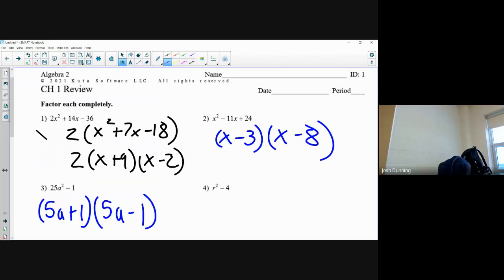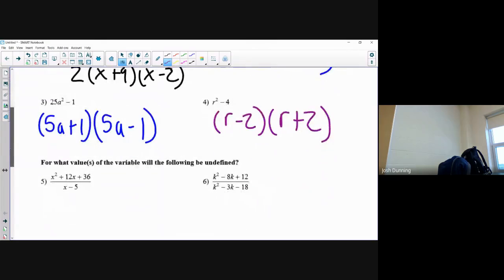And 4, certainly if you recognize that number 3 was a difference of squares, you recognize number 4 as well. R plus 2 and R minus 2. And, you know, you can put the minus first, doesn't matter, or the plus first, just as long as you have one of each. All right.